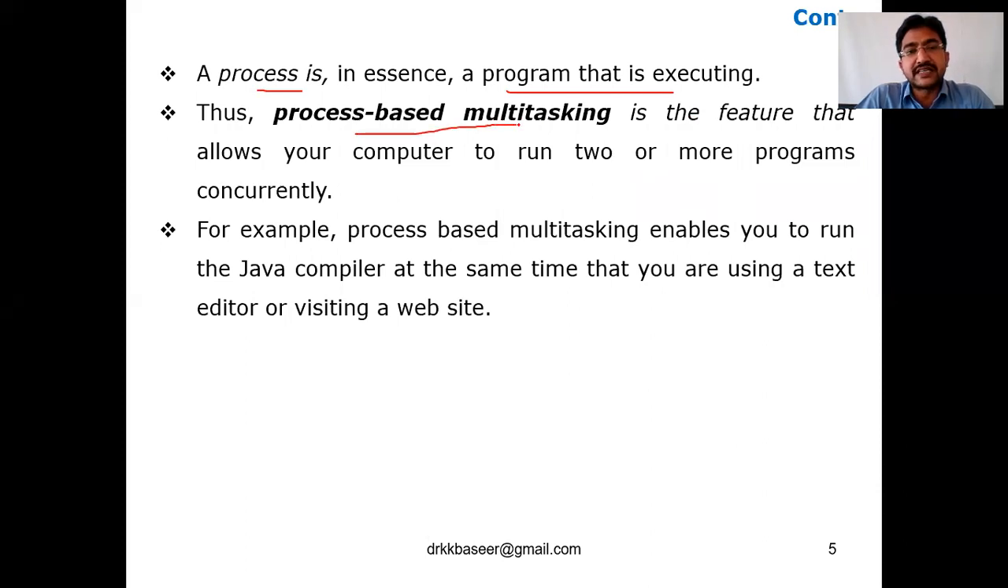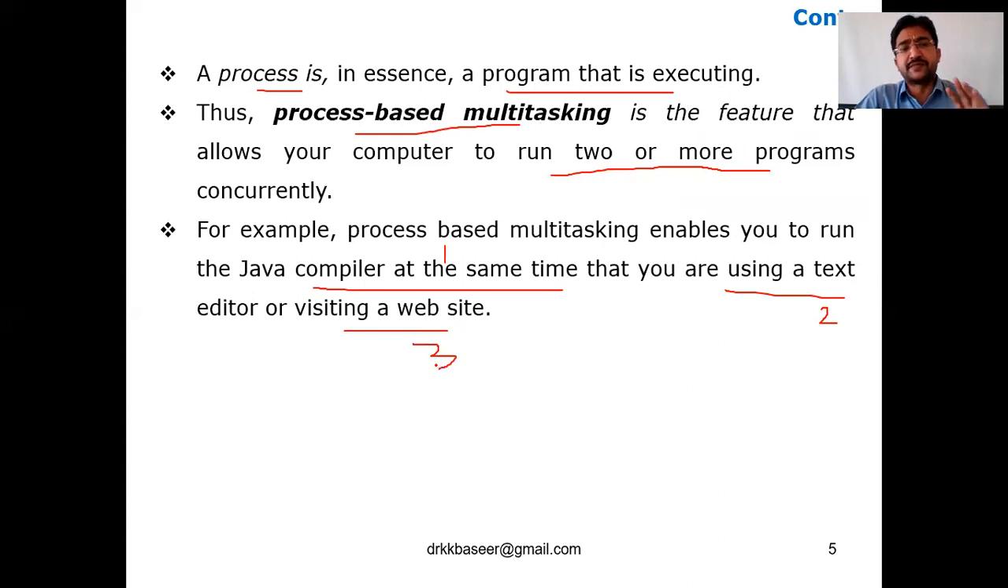So process-based multitasking is the feature that allows your computer to run two or more programs concurrently. Remember that point, two or more programs concurrently. For example, process-based multitasking enables you to run the Java compiler at the same time as you use a text editor or visit a website. See how many programs are there here. We can compile one program. The second task is editing some text. The third is visiting a website.